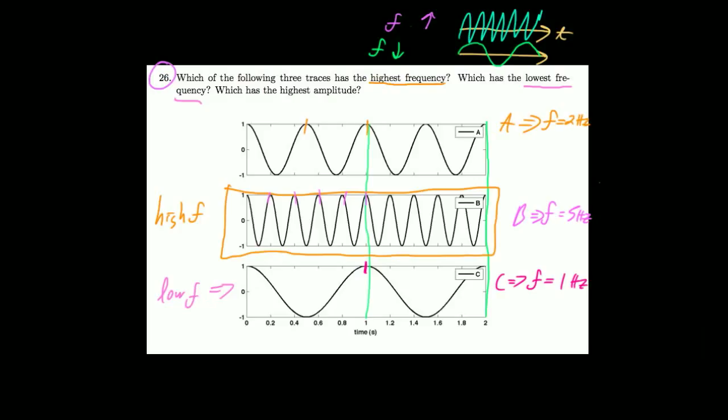And then finally, the last thing they want us to answer is which has the highest amplitude, and all of these have the same exact amplitude. They all go from +1 to -1, so they are all equal. So none of these has the highest amplitude. They all have equal amplitude.